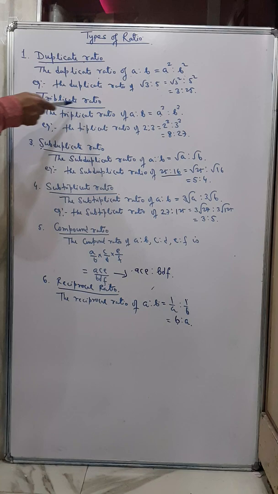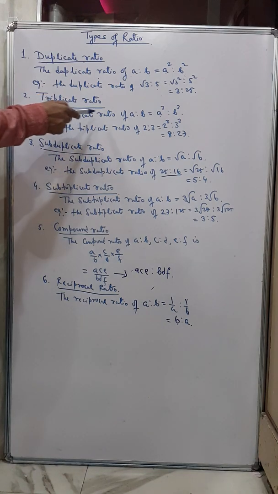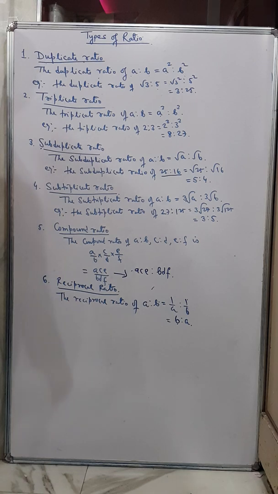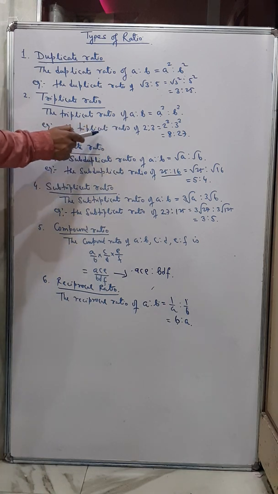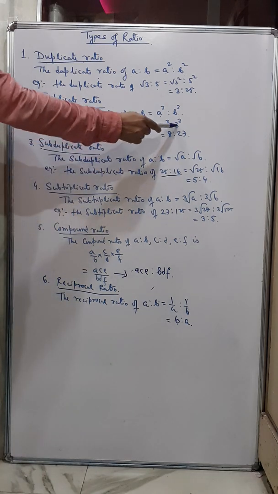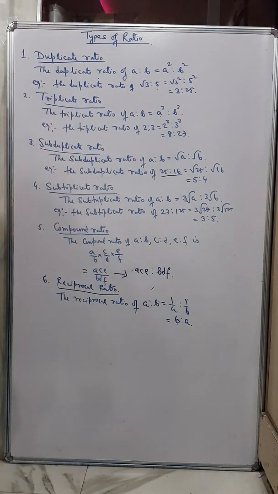Next is triplicate ratio. Triplicate ratio actually means cube of the ratio. Say, for example, the triplicate ratio of 2 is to 3 becomes 2 cube is to 3 cube, and that is 8 is to 27.